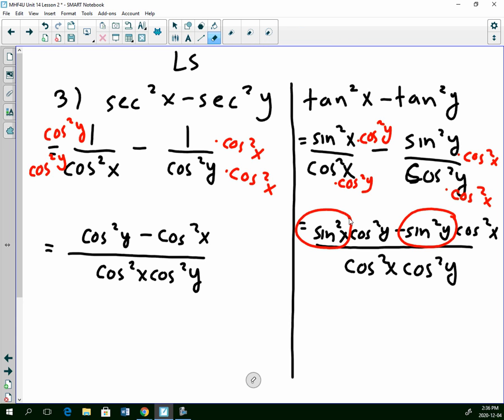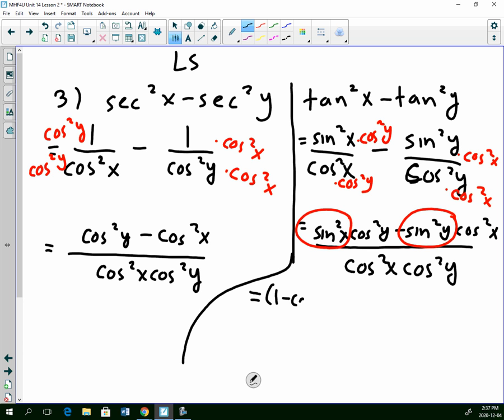I'll give myself a bit more room here. So I know that sine squared x equals 1 minus cos squared x. So I'm going to replace that with something with cosine instead of sine. And the same with the sine squared y. I'm going to replace that with 1 minus cos squared y.